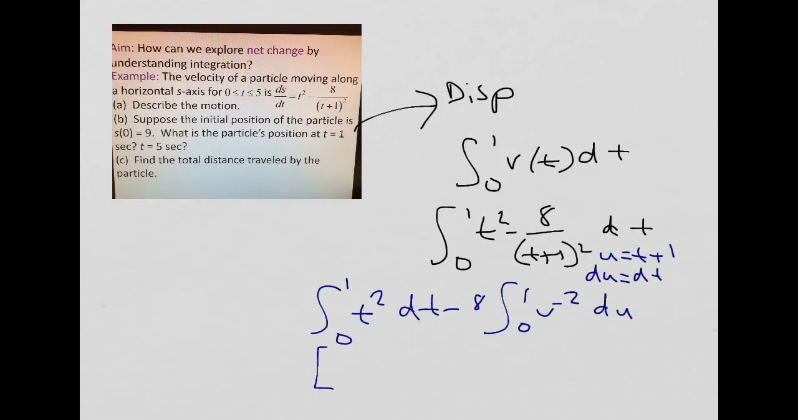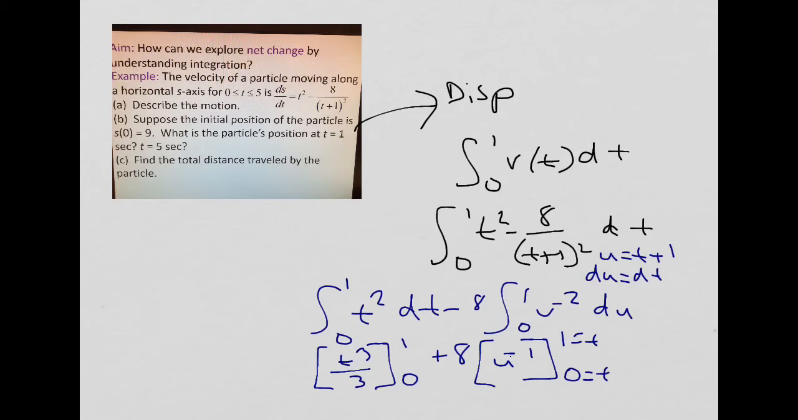So over here, we get to plug 1 and 0 into t cubed over 3. And over here, we're going to end up getting a -1 in the denominator, making that a +8 on the outside. And this should be like a u to the negative first before I plug in 1 and 0 for t. So that's important that you know that we need to transfer it back, okay?